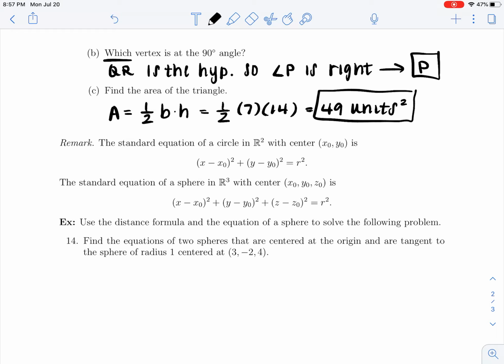All right, next we're going to move into circles and spheres. So I have a remark here to remind you of the equation of a circle. If we have a center x naught, y naught, then the equation of the circle is x minus x naught squared plus y minus y naught squared equals r squared. If we want to extend a circle into 3 dimensions, it becomes a sphere. So now we're adding a z coordinate for the center, which we have z naught, and the equation of the sphere has the 2 pieces from the equation of a circle with this added dimension here in z. So we have this plus z minus z naught squared, and we still have equals r squared here on the other side.